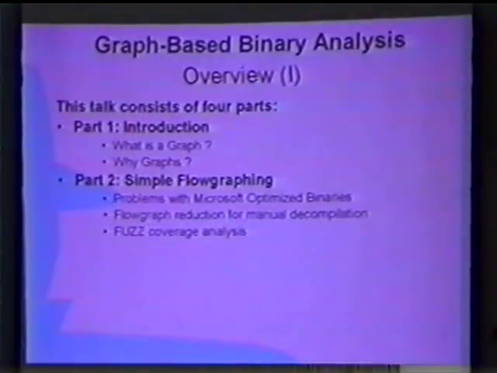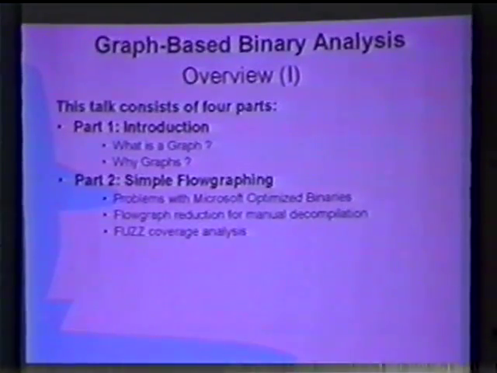The second part will discuss simple flow graphing, which is pretty much just taking a sequential bit of code and creating a graph which clarifies the interdependencies and the code flow. I specifically address some problems you'll encounter when dealing with Microsoft's ways of optimizing code these days. Secondly, I'll talk about reducing flow graphs step by step to allow for manual decompilation. Basically, graphs can be very useful if you have to create C code from assembly.